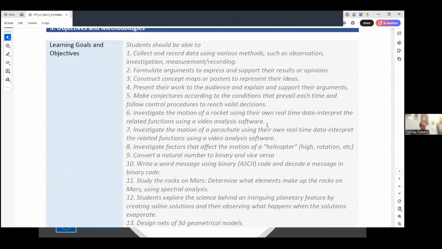You can see here several learning goals, and these are not taught by the teacher in their class, but are learned by the students with the help of teachers where needed.